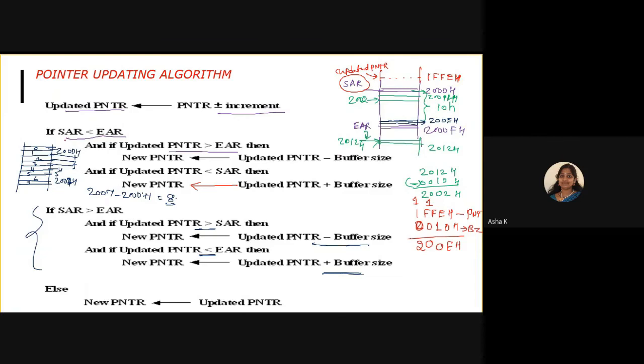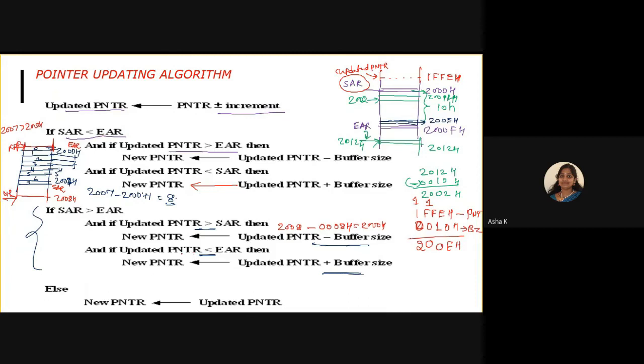For this particular data, see here, I assume that this is my SAR, and this is my end address register. This is my start address register. In this case, 2007 is greater than 2000 hexadecimal. Assume that the updated pointer is greater than SAR. So I'm going to assume that my updated pointer is 2008 hexadecimal. Then what happens? The updated pointer 2008 hexadecimal is subtracted with 0008 hexadecimal, and I'm going to get the answer 2000 hexadecimal. This value will be the updated pointer value. This updated pointer will be this, whereas the new pointer will be this.